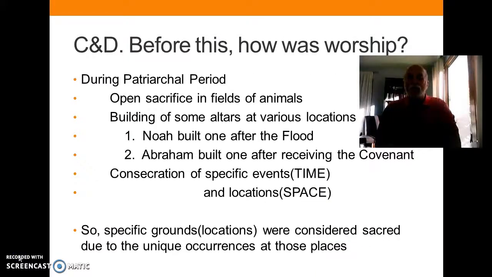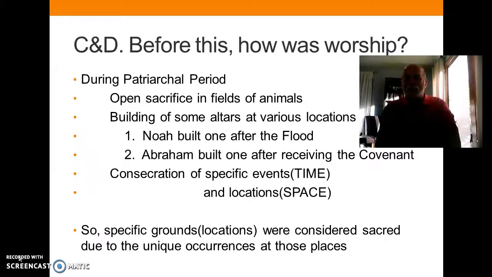So sections C and D now deal with the issue of how exactly did God and his people experience worship during the patriarchal period prior to the Exodus and the people leaving the bounds of Pharaoh. So during the patriarchal period, we see the example of a couple illustrations. One is there were at times open sacrifices in fields where they were at the particular time of the encounter with God, and those involved the shedding of blood of animals.